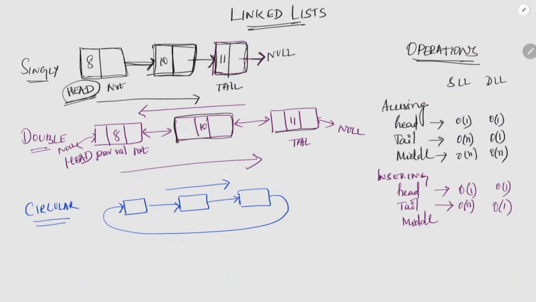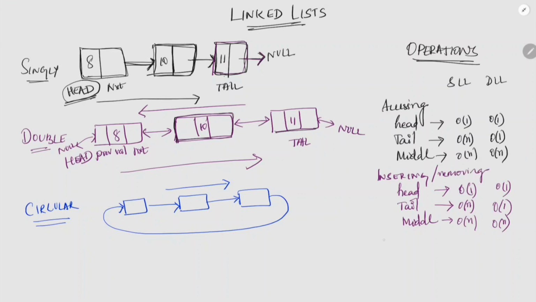And in case of middle node, inserting in the middle, singly linked list as well as doubly linked list will take O of n time because you have to traverse and reach the middle node first, and then you can insert a new element. And the same thing applies for removing a node as well.